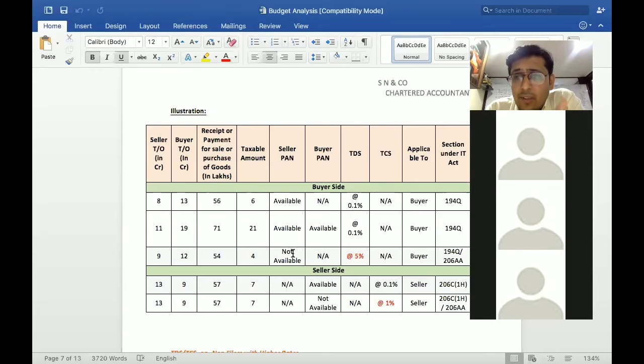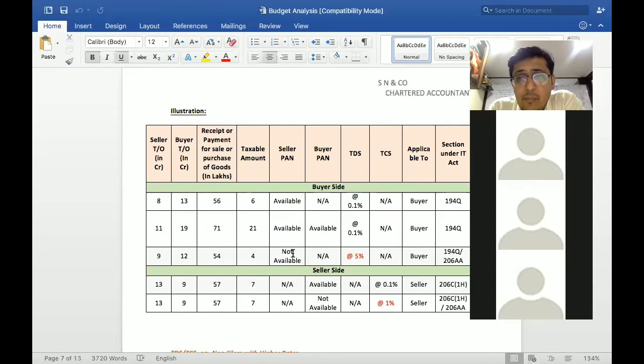Okay. Now I go to a second situation where my turnover is about 10 crores, buyer's turnover is also about 10 crores, and he is making a purchase above 50 lakh. Then still, since he is making a purchase above 50 lakhs, buyer is liable to deduct TDS, and therefore he will deduct TDS at 0.1%, and I am not supposed to deduct anything. Now I am going to the third situation. I'm below 10 crores. Buyer is above 10 crores.